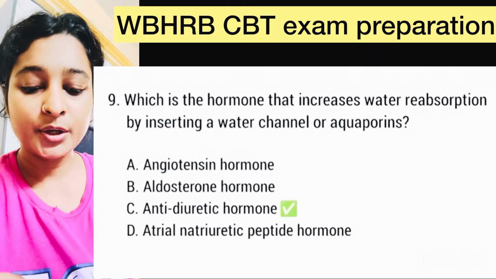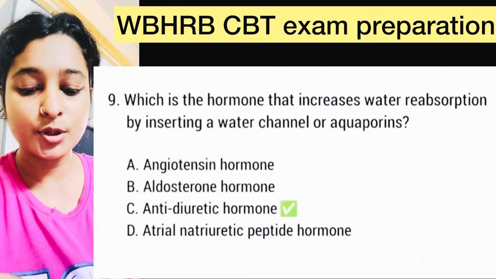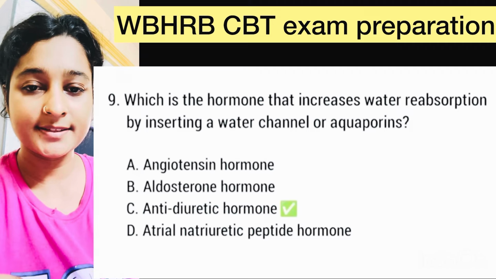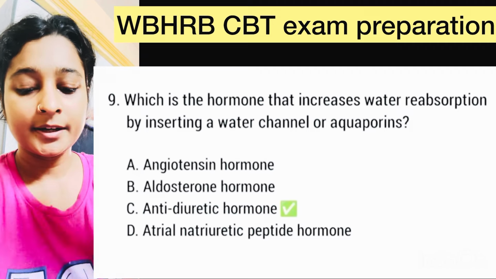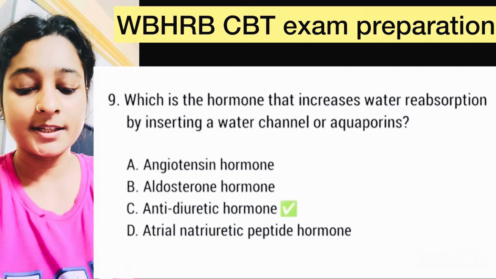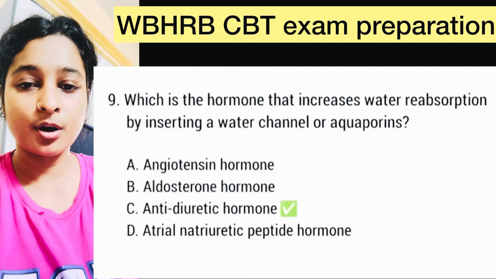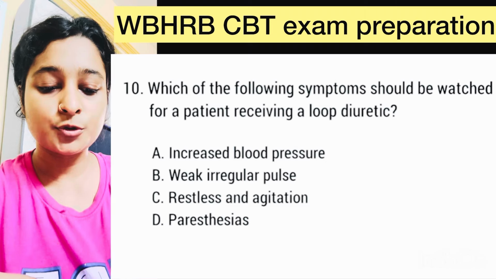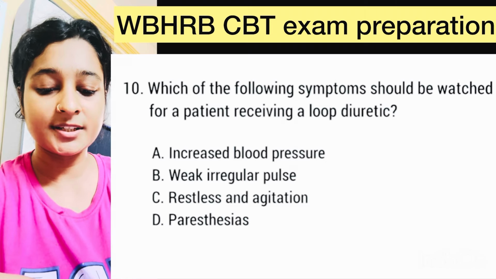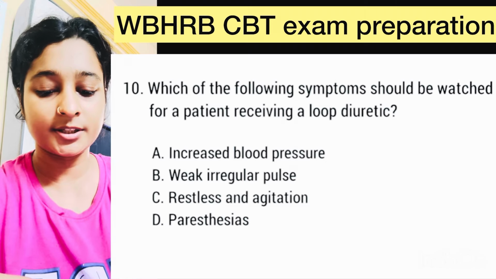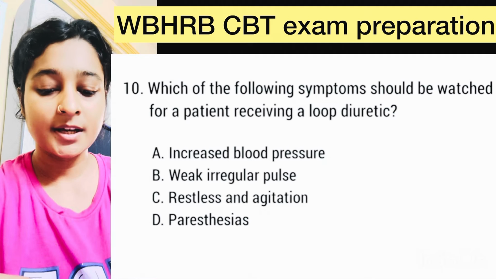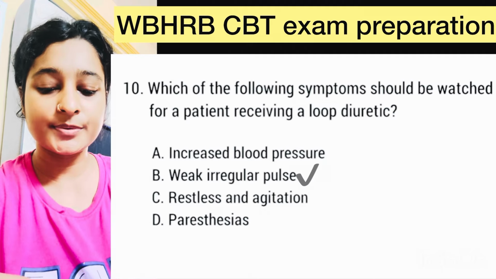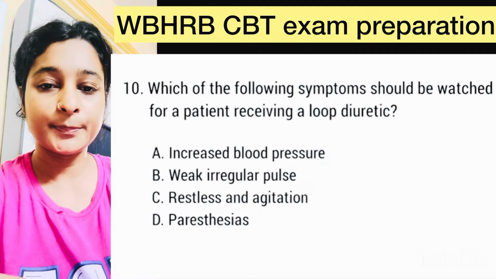Question number 9. Which is the hormone that increases water reabsorption by increasing a water channel or aquaporins? Here, correct option is option C, antidiuretic hormone. Question number 10. Which of the following symptoms should be watched for a patient receiving a loop diuretic? Here, correct option is option B, weak irregular pulse.